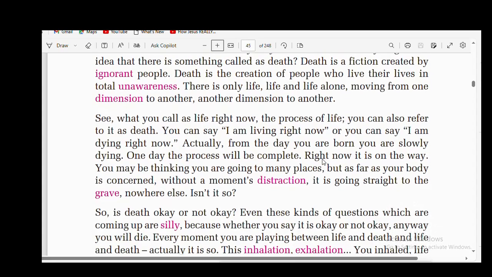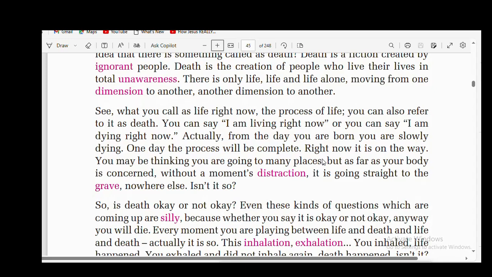See, what you call life right now. What is your opinion about life? How do you imagine or identify the process of life? You can also refer to it as death. You can say, I am living right now. People are thinking I am alive right now. Generally, everyone thinks that. Or you can say, I am dying right now. Living right now or dying right now. According to Sadhguru, living means the process of dying.